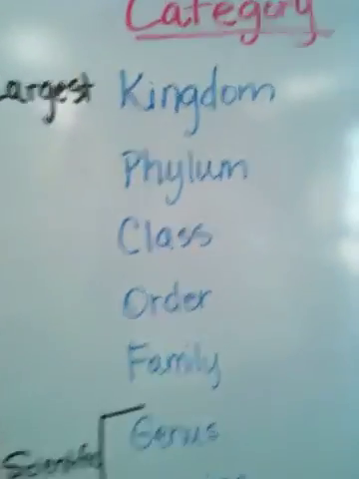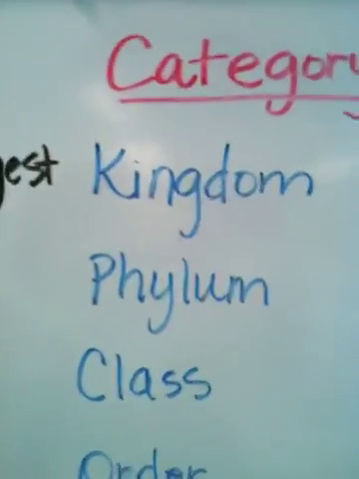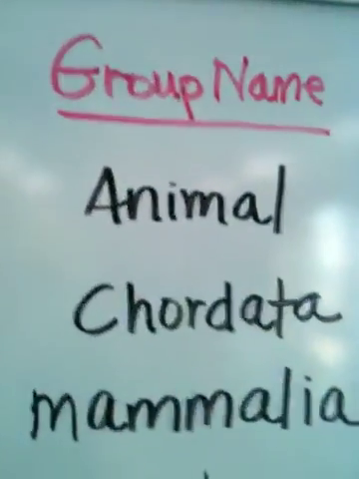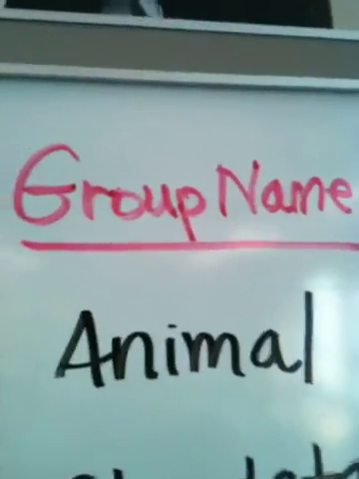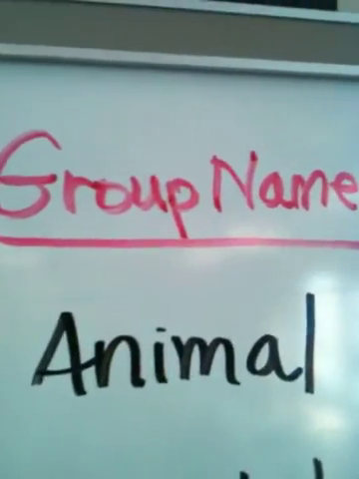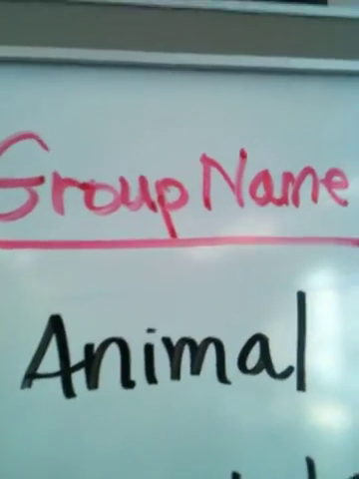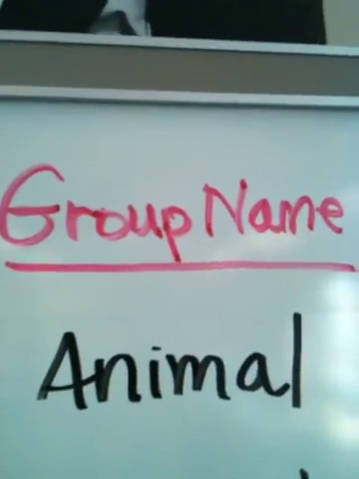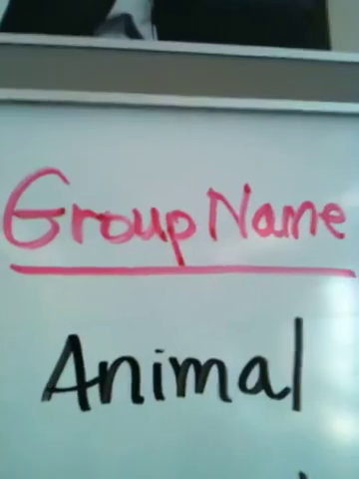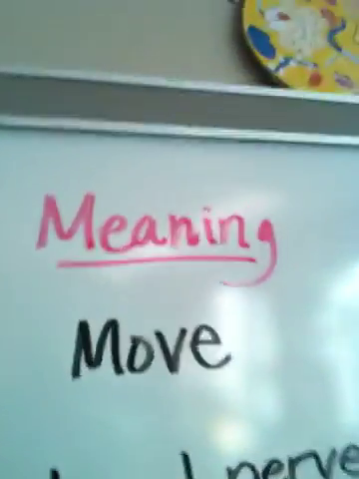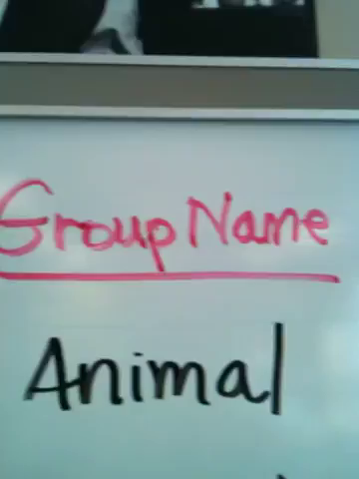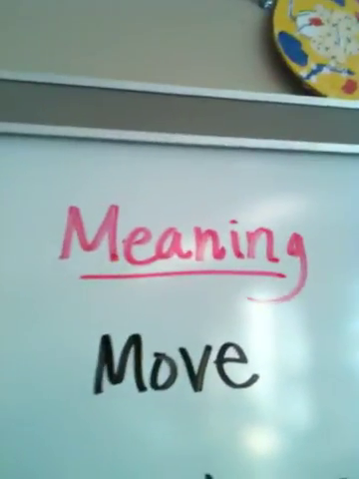So when you're talking about a kingdom, today we're going to talk about the animal kingdom, which is what humans belong to. The animal kingdom, that's going to go under group name. We're talking about everything from snakes to insects to birds to humans, horses, cats, dogs. It's anything that moves. So the meaning of kingdom, which we belong to the animal kingdom, is anything that moves.